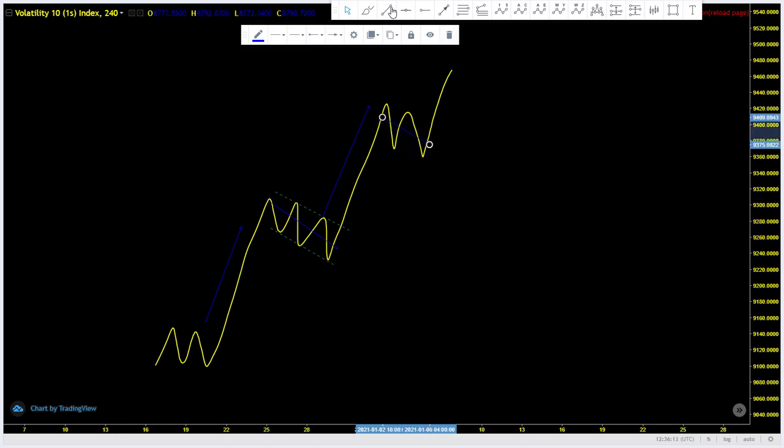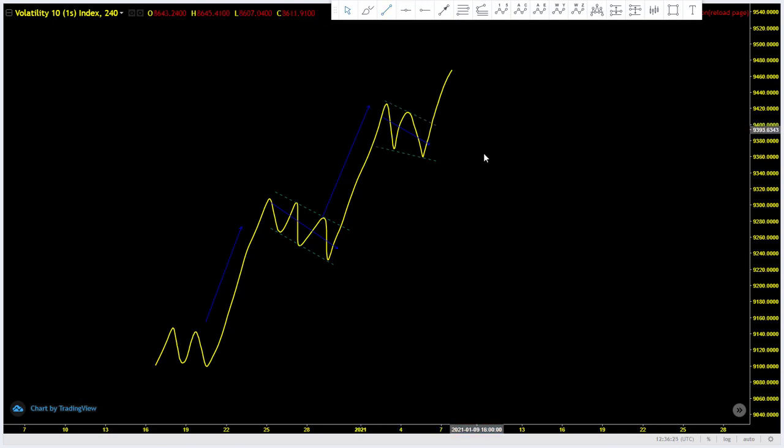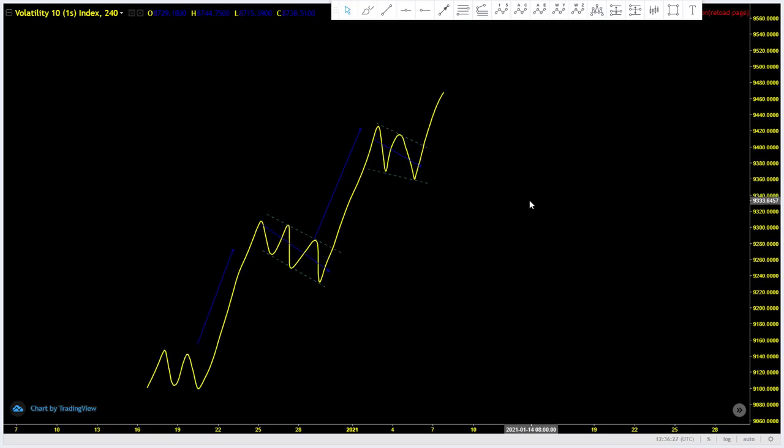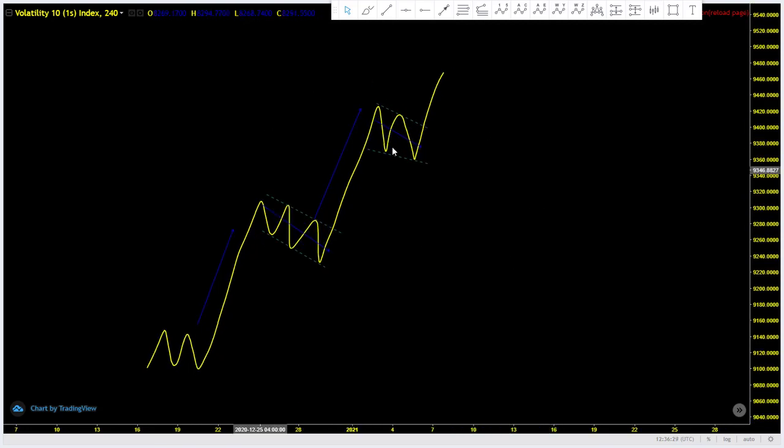So this is the simplicity, ladies and gentlemen, of how the market moves. This is market movement in its simplicity, and if you just master this alone, even if you don't consider the other market structures that I'm going to talk about, it can greatly improve your profitability.